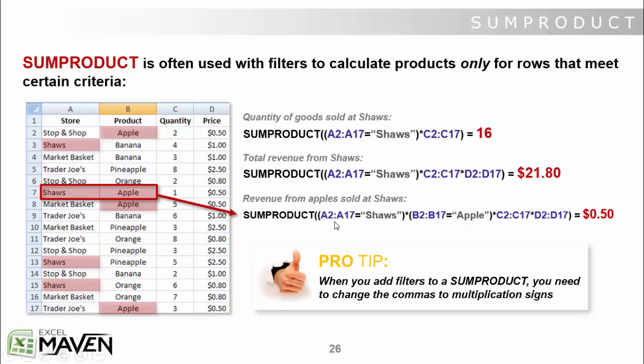In this last example, I'm taking a sum product only where column A equals SHAs and column B equals apple. And then when those two are true, it's also multiplying column C and D.